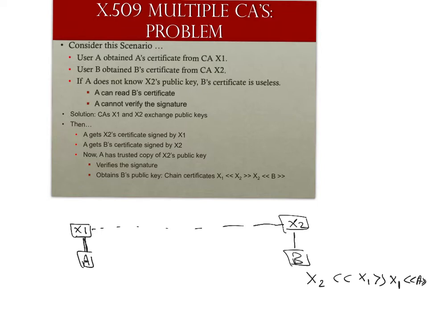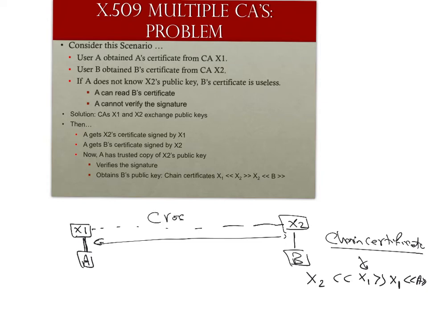So this is how we write it. We call this a chain certificate. Okay, so this is a chain certificate. This can get very, very long. If we have two certificate authorities in the same level, we call this a cross certificate, because they are in the same level.